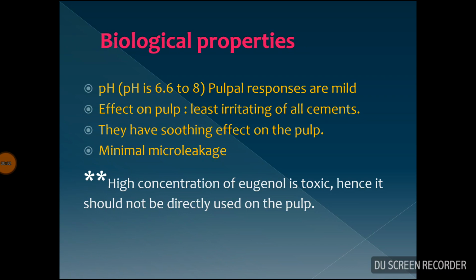Biological properties. The pH is 6.6 to 8, hence pulpal responses are mild. Effect on the pulp: it is the least irritating of all the cements. It has a soothing effect on the pulp. It causes minimal microleakage. A higher concentration of eugenol is toxic, hence it should not be directly used on the pulp.